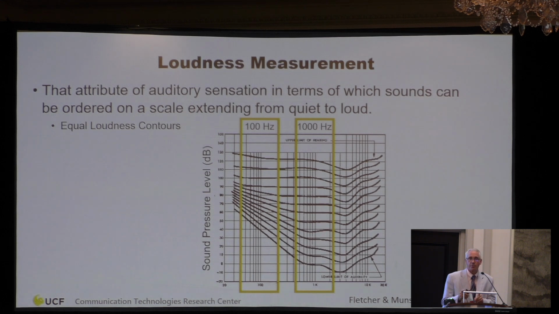And I just highlighted 2 frequencies, 100 hertz, which is very low frequency, and 1,000 hertz, which is sort of a mid-frequency. And we're going to just take a look at some elements of these equal loudness contours because they tell us a lot about how we code sound. First, the very bottom curve there. That's the threshold of audibility as a function of frequency.